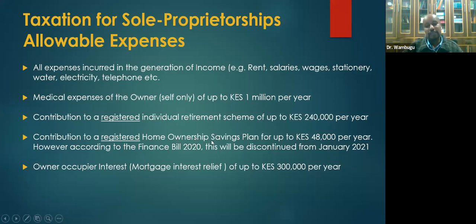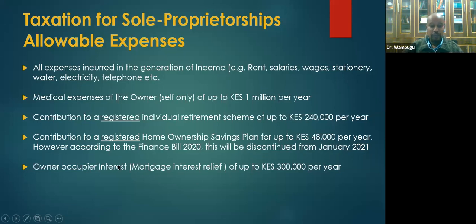Now, this home ownership savings plan was introduced by government a long time ago as an incentive for people to save for their homes. But it has not worked very well, because if you look at the number of mortgages in the country, they're very low. Most people don't take up mortgages, but the majority of the middle class is actually renting. And the people who have mortgages are getting them as a benefit from their employers. So this didn't work very well. So in the finance bill that was just read a few weeks ago, this was discontinued. So from January 2021, you'll not be able to claim the home ownership savings plan of 48,000.